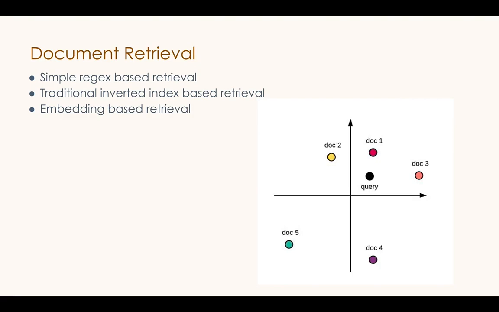So in this case, let's say we retrieve 3 documents. So around the query embedding, there are 3 documents close by. That's document 1, document 2, and document 3. So these 3 will be retrieved. And 4 and 5 are too far, so they will not be retrieved.